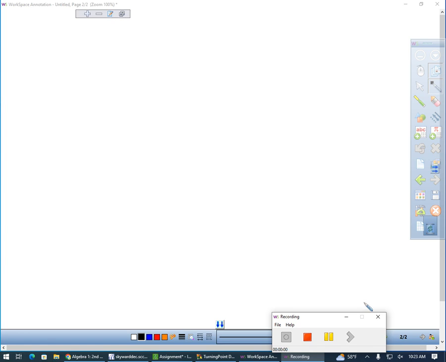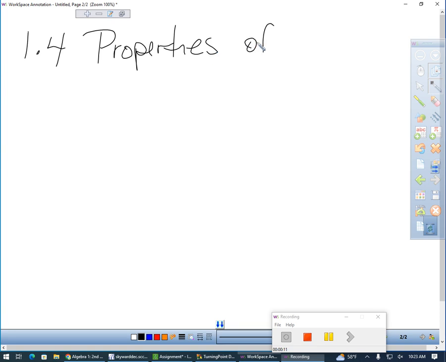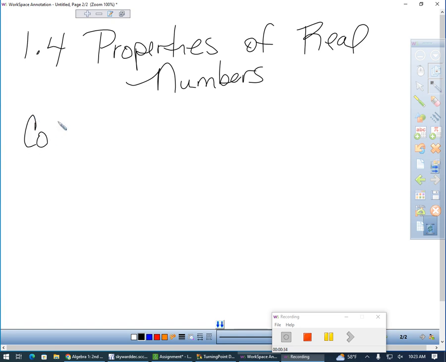Here we go. 1.4. We are doing properties of real numbers. So first I want to talk about the different properties, how I'm going to have you remember them right now. And as you go through the grades, we're going to add a little more and a little more. Okay? So, first one is called the commutative property.